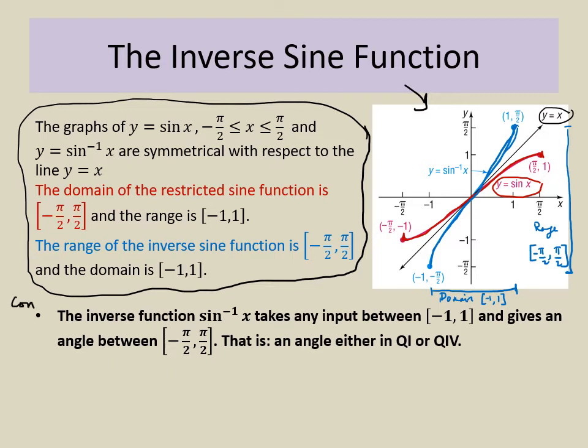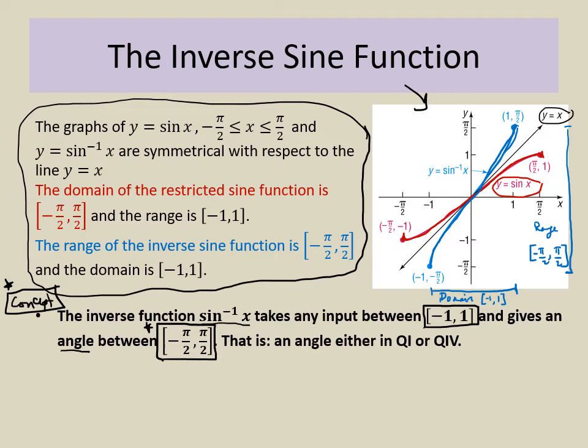Here's the concept again. Please make sure that you write it down and know it and understand it. The inverse sine function takes any value or input between -1 and +1 and then gives an angle only between negative pi over 2 to positive pi over 2. This is the important part. The inverse sine function gives an angle that has to be only between negative pi over 2 to positive pi over 2. That's the only range where it's defined.